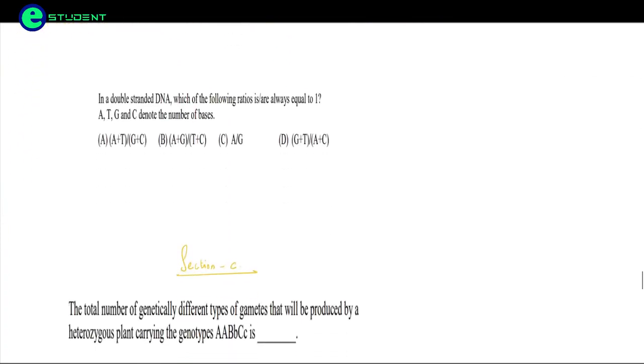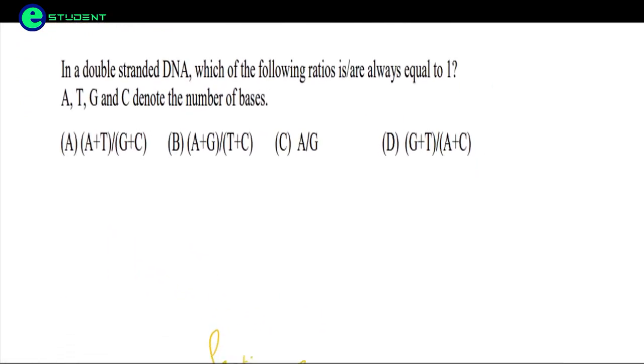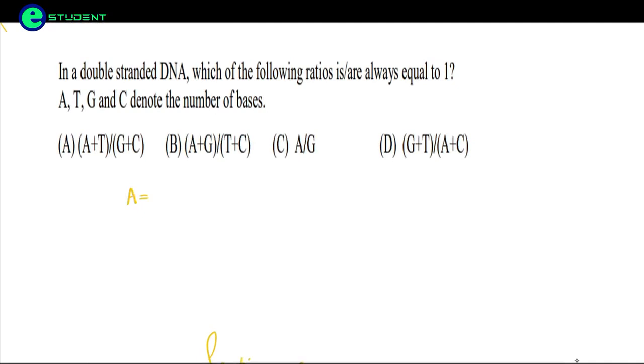Now coming to the next question. In a double-stranded DNA, which one of the following ratios is always equal to 1? Okay, so we know according to the Chargaff rule that A is always equal to T and G is always equal to C. Adenine, thymine, guanine and cytosine.